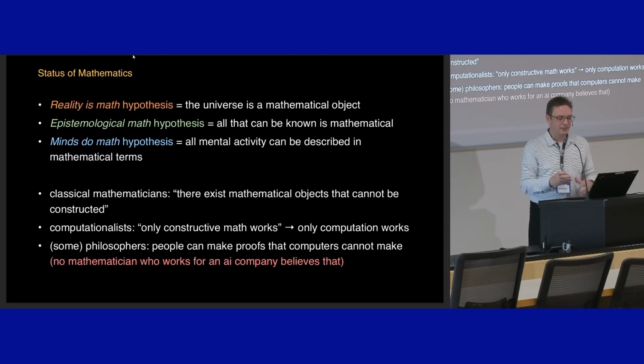And the classical mathematicians say that there are some mathematical objects that cannot be computed, that cannot be constructed, but they nevertheless exist. And the computationalists say, no, that doesn't make sense. You are hallucinating these objects. You cannot just posit the existence of these objects. And we can show that if you actually do this, at some point you run into contradictions.